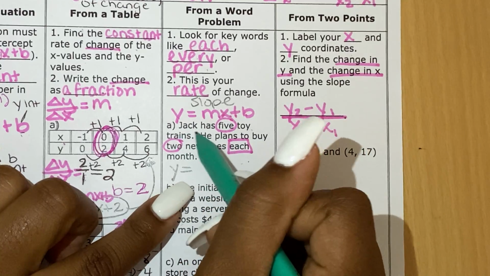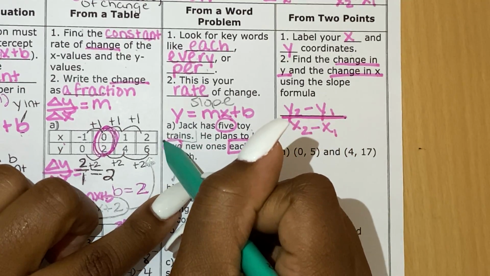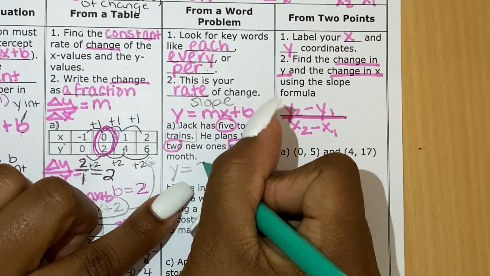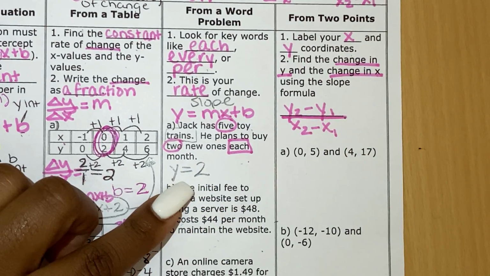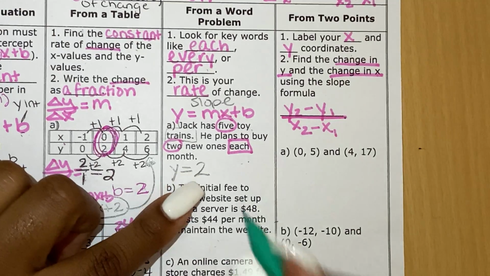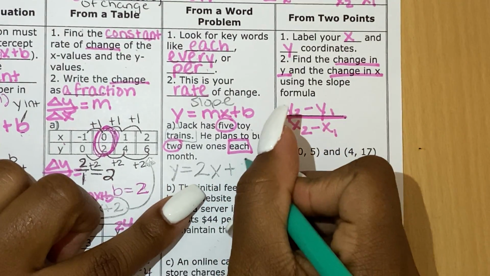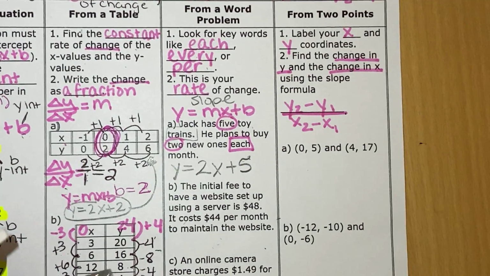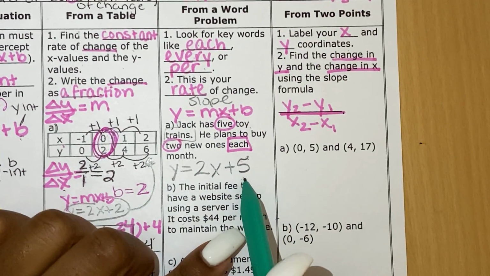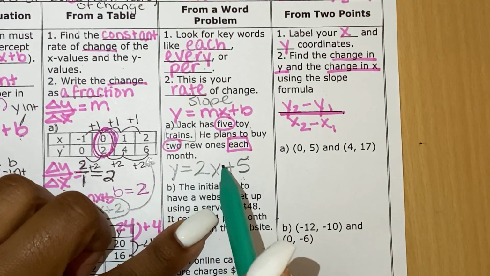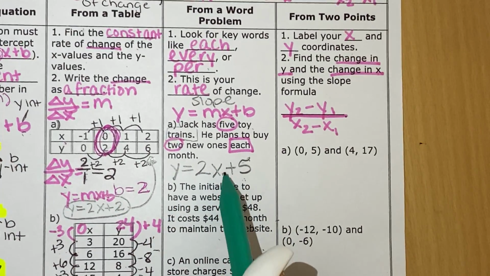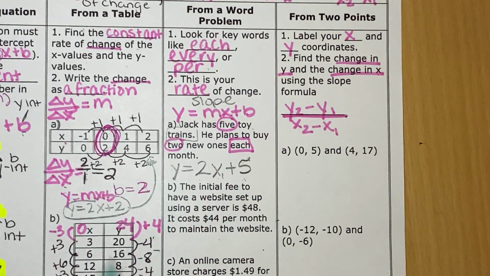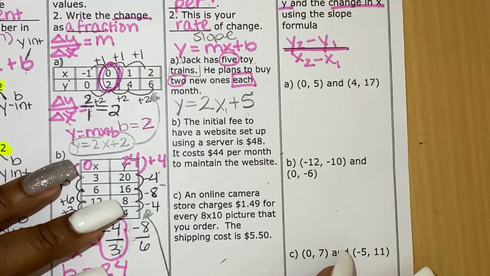Jack has 5 toy trains. Each doesn't relate to this sentence here. He plans to buy 2 new ones each month. So 2x plus 5 will be my equation. Okay, 2x plus 5 will be my equation. He has 5 toy trains, and he plans to buy 2 new ones each month. We don't know how many months he's going to buy a toy train, but we just know he's going to buy 2 new ones each month. Okay, so that's that. Let's move to B.